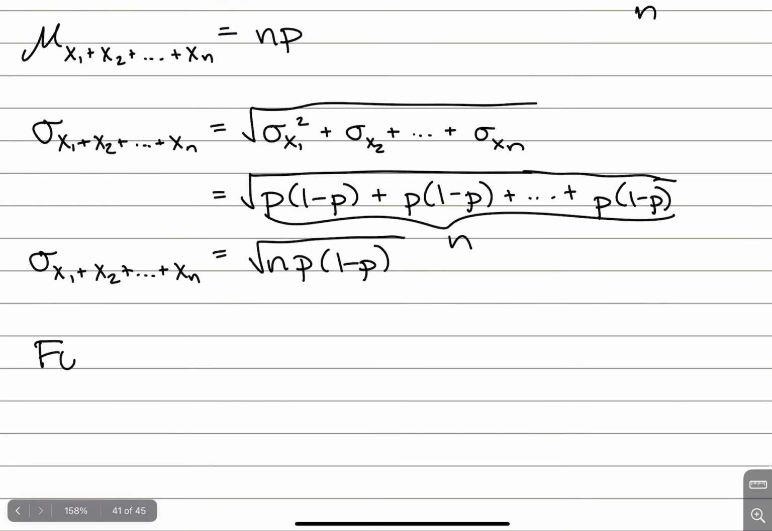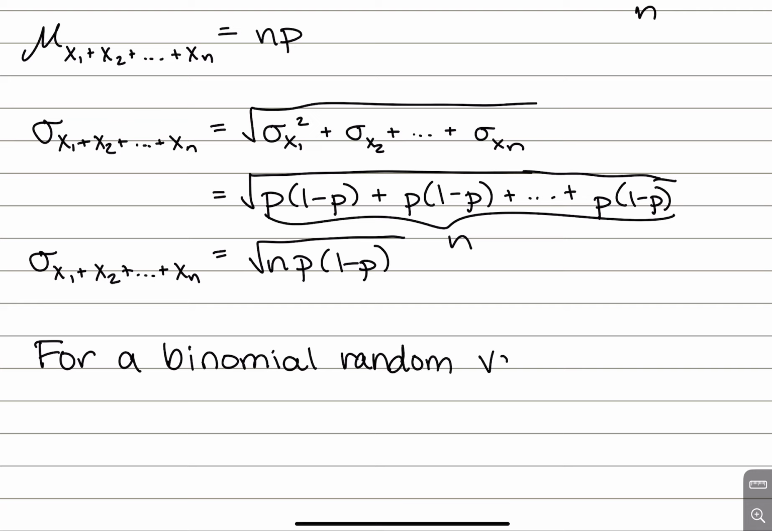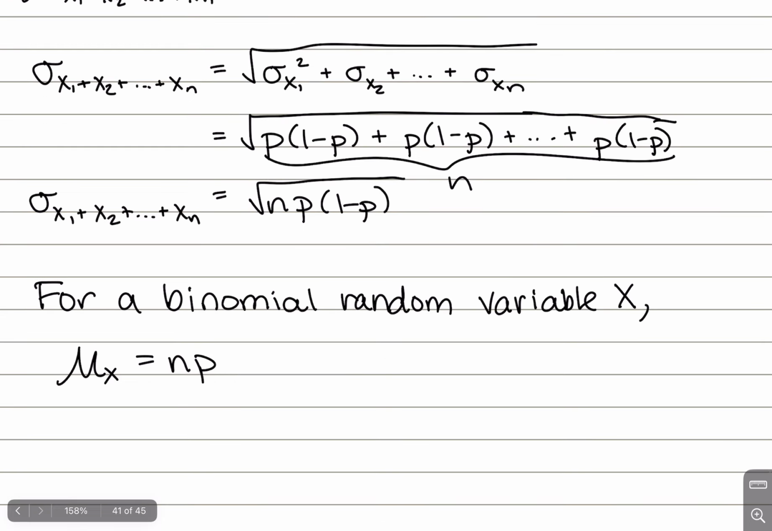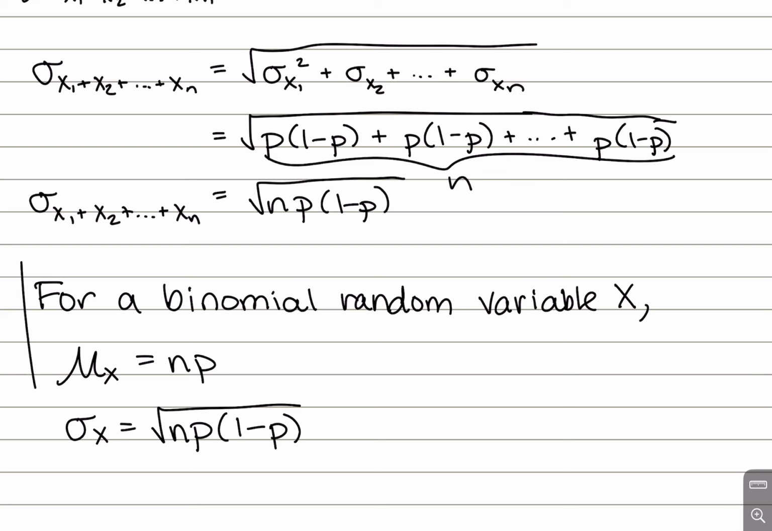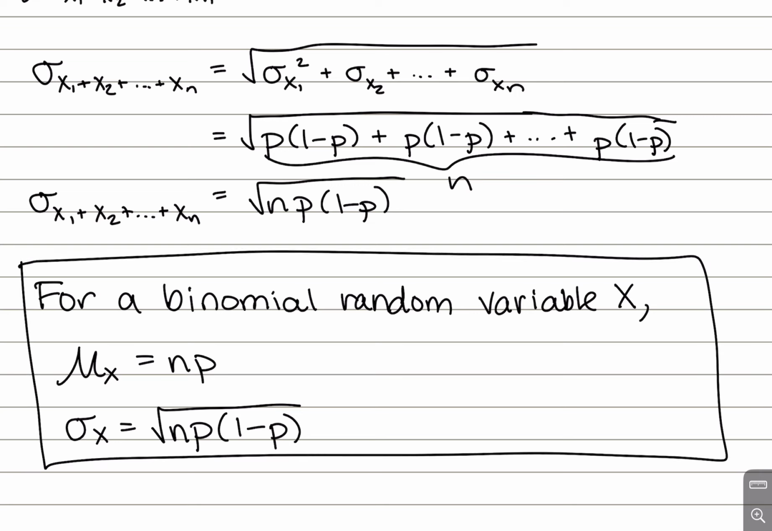And that is where the formulas that we saw on the formula sheet for the mean and standard deviation of a binomial random variable x came from. Mean is going to be n times P, which is logical, and then the standard deviation is going to be the square root of n times P times 1 minus P. And that is where those formulas came from.